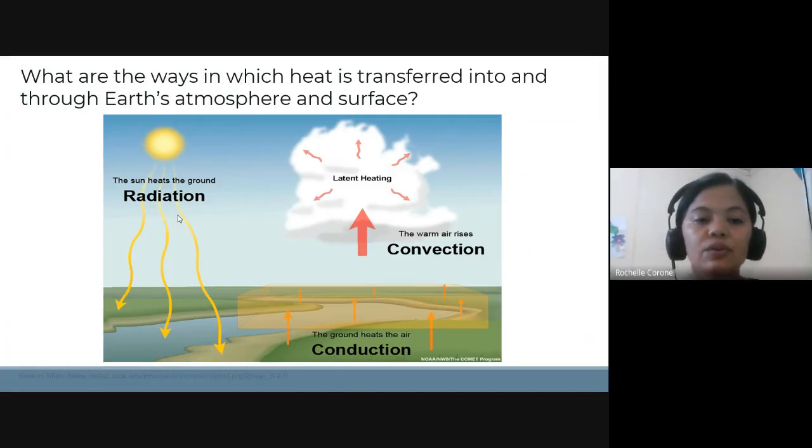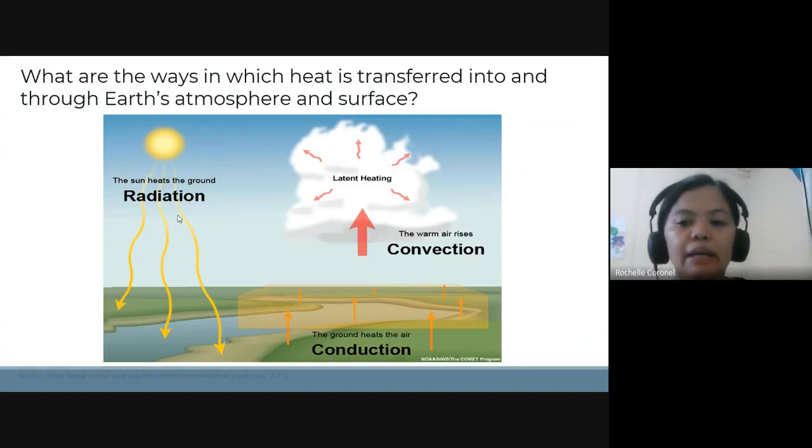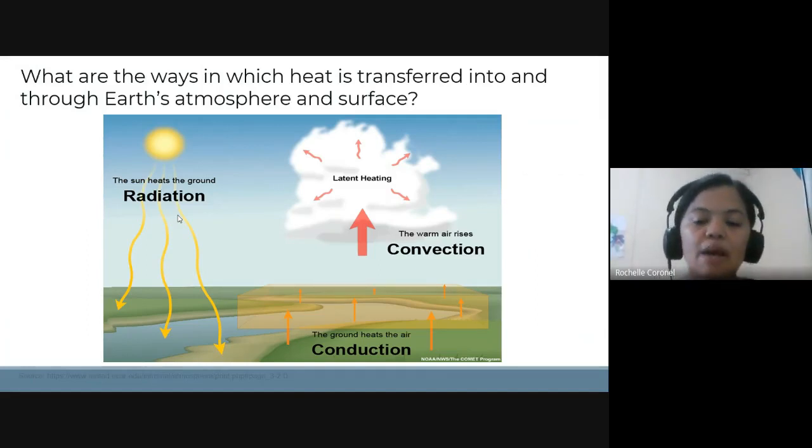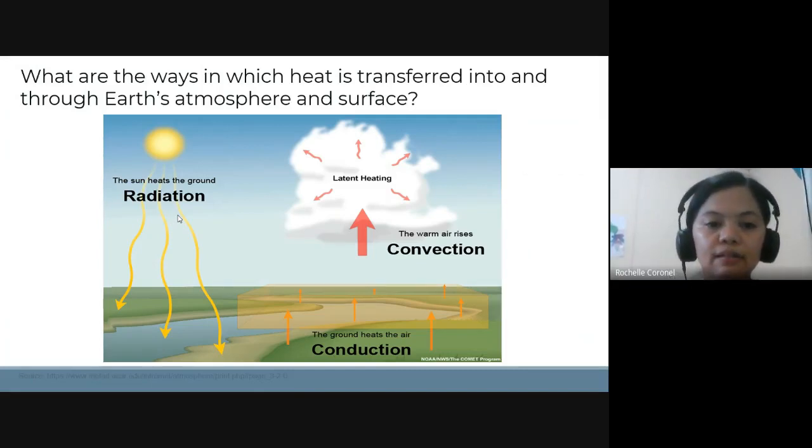The sun hits the ground through radiation, and then on the surface of the ground, the air is heated through conduction. And then the warm air rises even higher, and most of the time it brings with it moisture through convection. And everywhere, if there are changes in phase, let's say inside a cloud, there are many phase changes happening in the clouds. So there's another transfer of heat, the latent heat transfer.